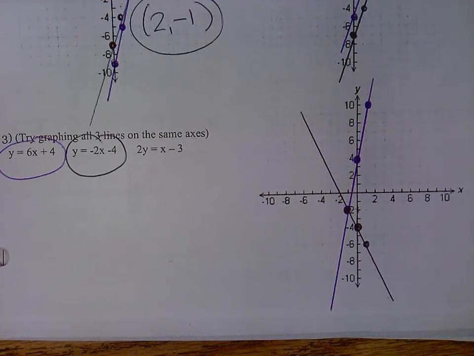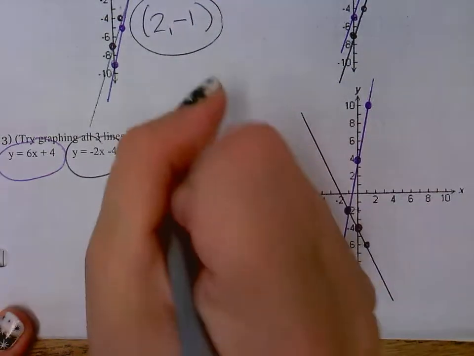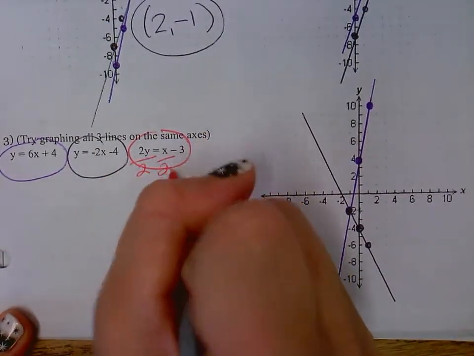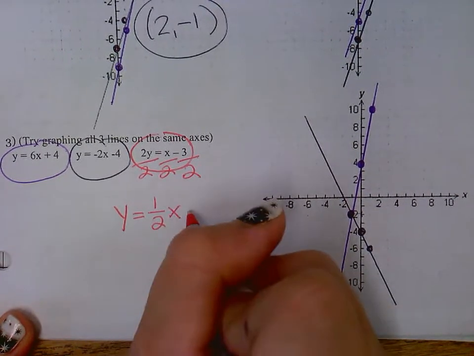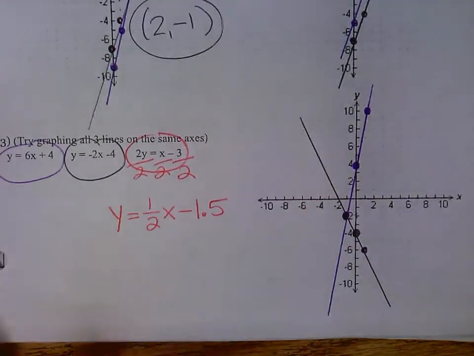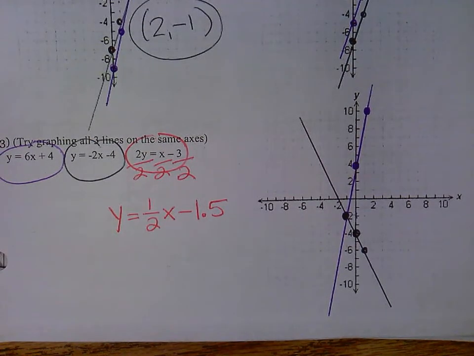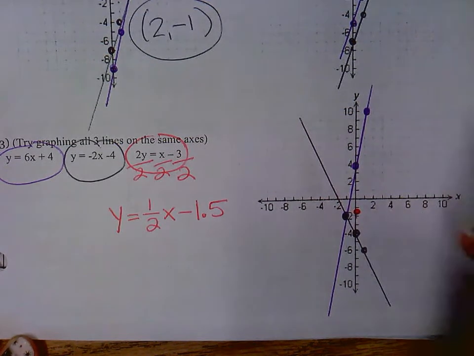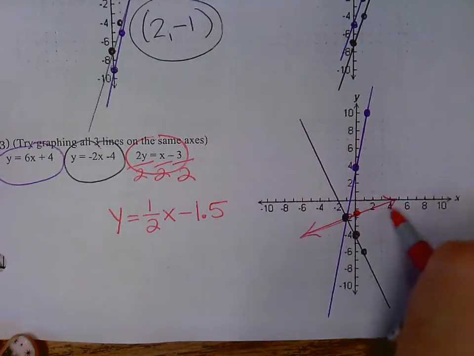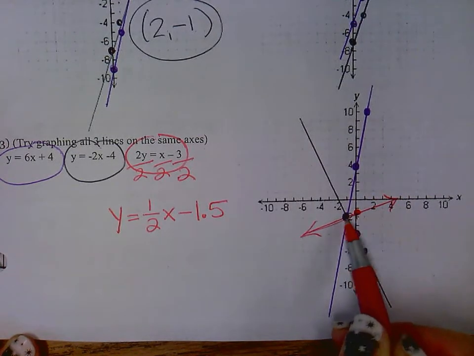All right, I'm going to do the last one in red. What do I have to do to get y by itself first? Divide by 2, divide by 2, divide by 2, divide by 2. Y equals 1/2 x minus 1.5. Can you have a y-intercept that's a decimal? Sure you can. You just have to start halfway in between -1 and -2. And guess what? When I have a slope of a half, won't it hit that point when I go backwards anyway? So that confirms the red line hits that same intersection point.